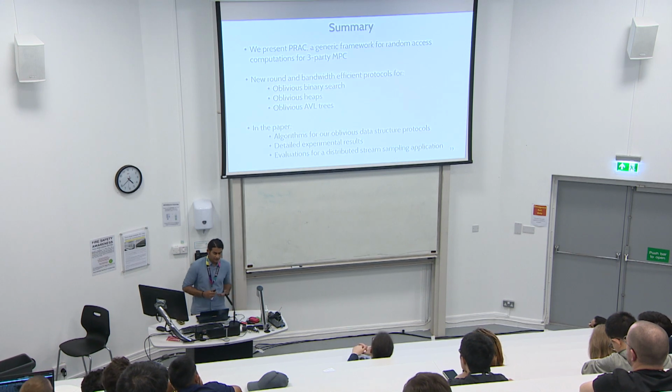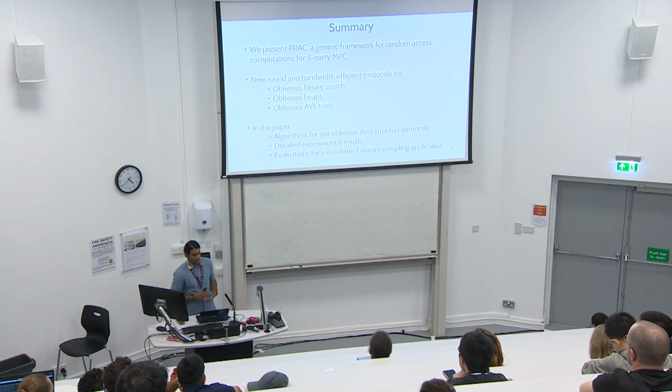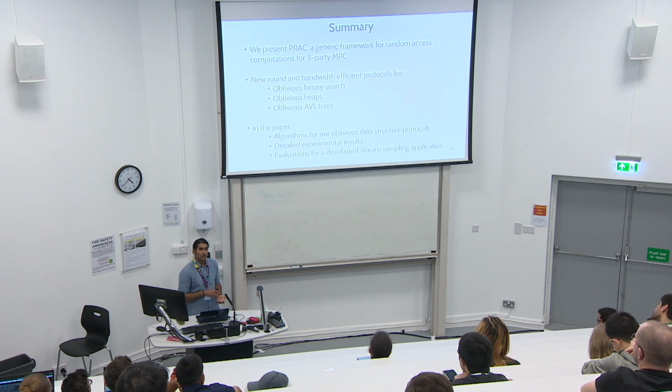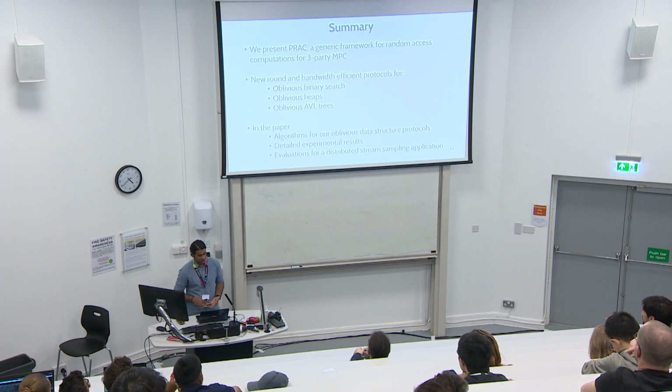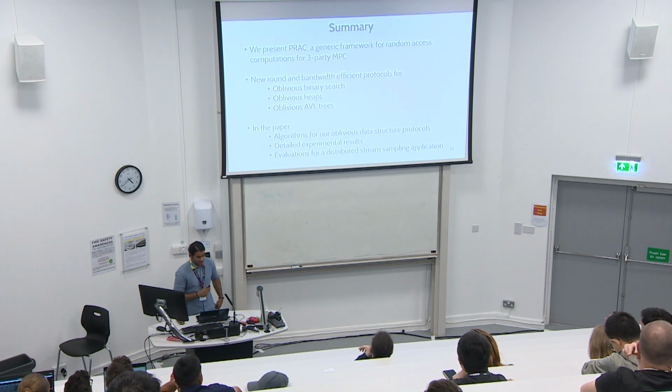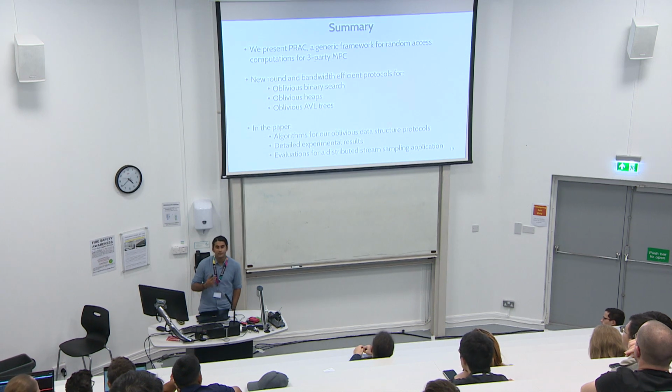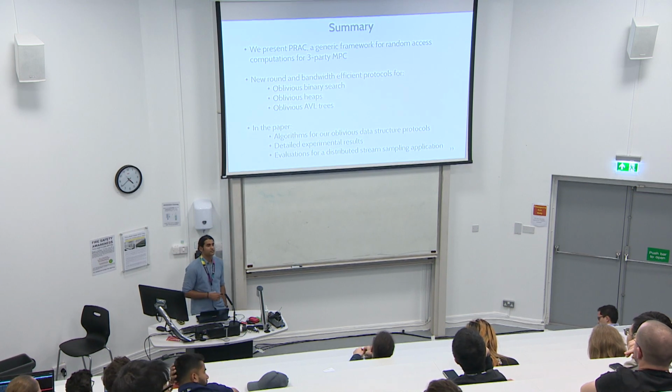And so to summarize, in this work we present PRAC, a generic framework for random access computations for three-party MPC. We have new round and bandwidth efficient protocols for oblivious binary search, heaps, and AVL trees. And in the paper, you'll find more details on the algorithms for our data structure protocols, detailed experimental results, and even an evaluation for a distributed stream sampling application based on our heaps. So thank you. With that, I'm happy to take any questions you have.